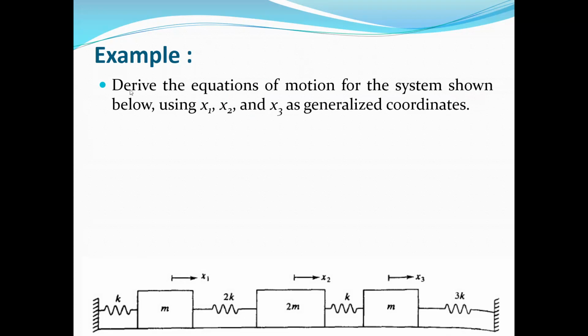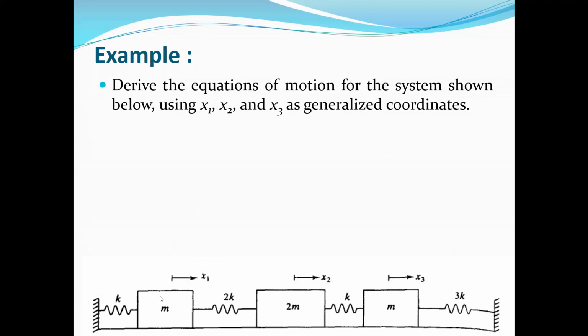We want to derive the equations of motion for the system shown below using x1, x2, and x3 as the generalized coordinates for this vibrating system. We want to use the Lagrange equation to extract the equation of motion. For this purpose, we need to write the kinetic energy and potential energy.